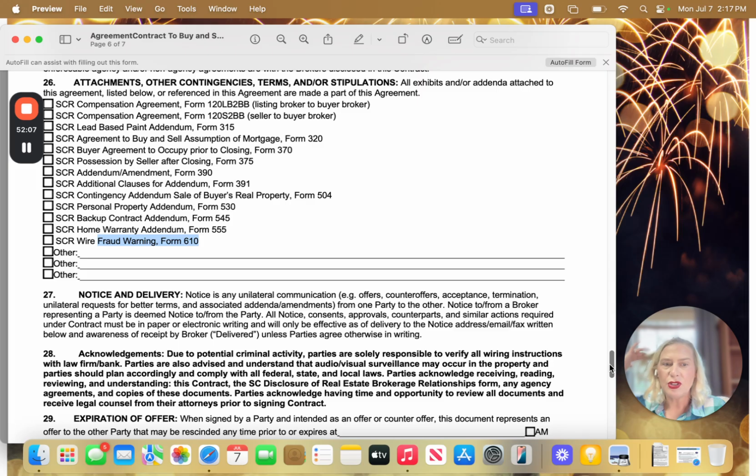Number 27, notice and delivery. Notice is a unilateral communication: offers, counteroffers, acceptance, termination. Please make sure everything's done in writing. Make sure you get confirmation when you send something to the other party that it is received, to abide by delivery.